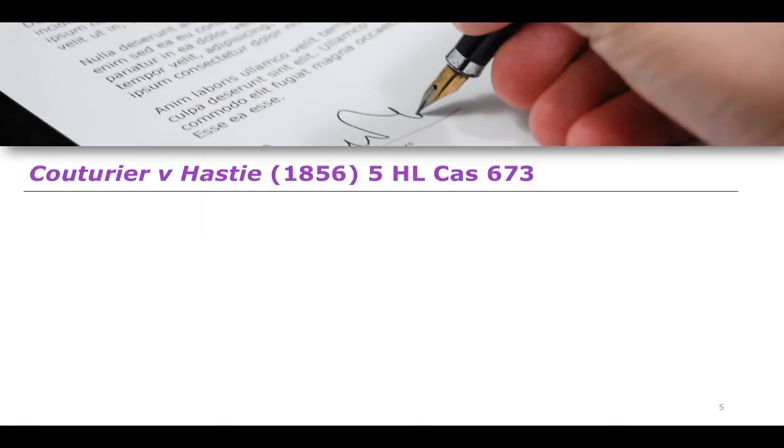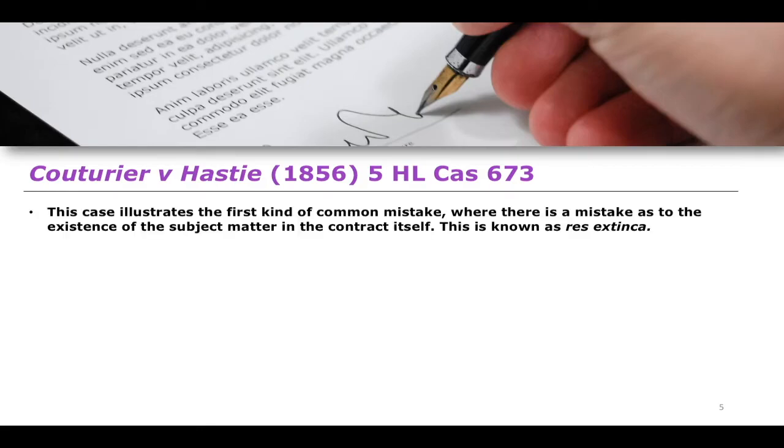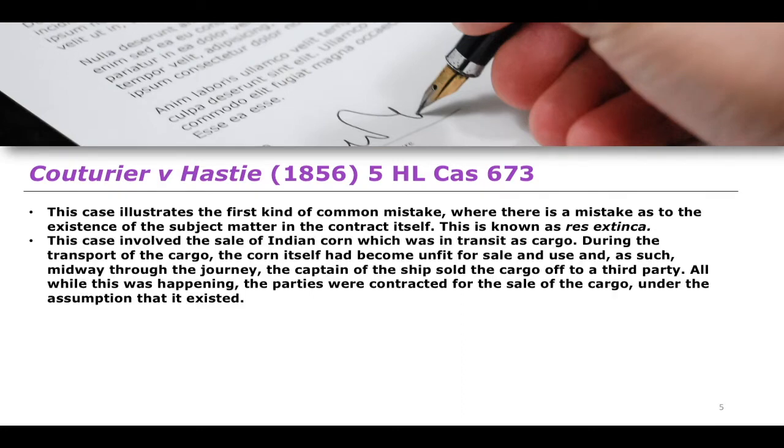An example of this taking place can be seen in the 1856 case of Couturier v Hastie. In this case, the first kind of common mistake is illustrated, where there is a mistake as to the existence of the subject matter of the contract itself. This is known as res extincta. Essentially, it involved the sale of Indian corn, which was in transit as cargo.